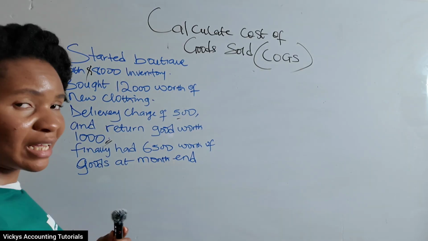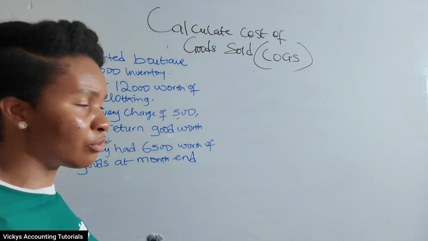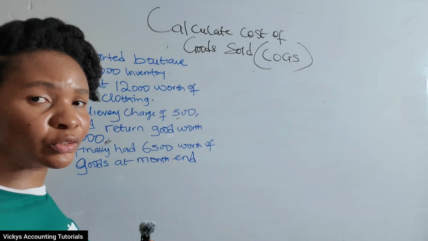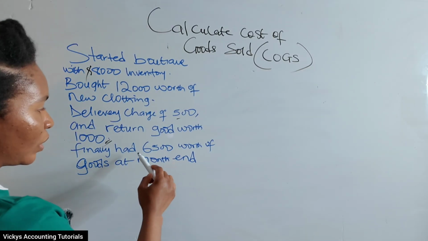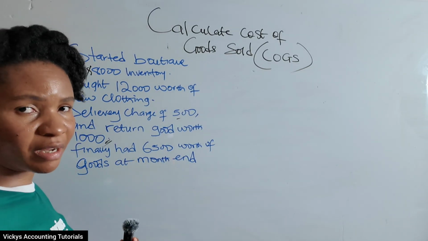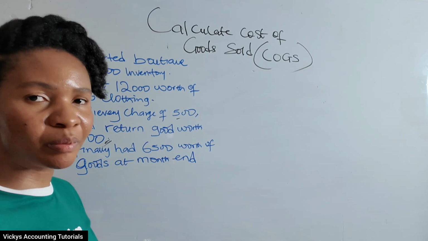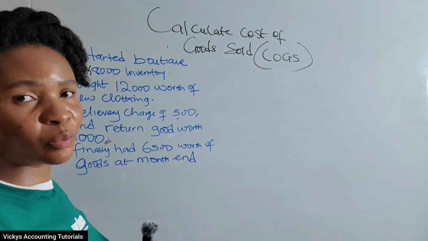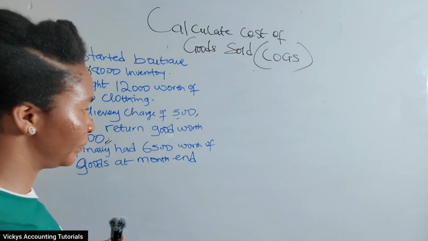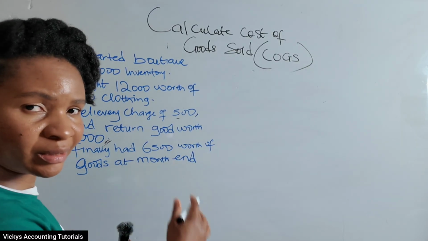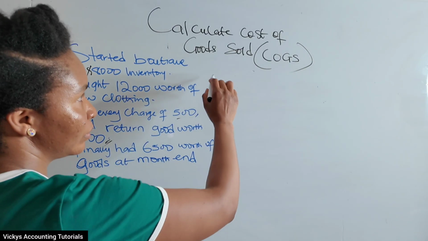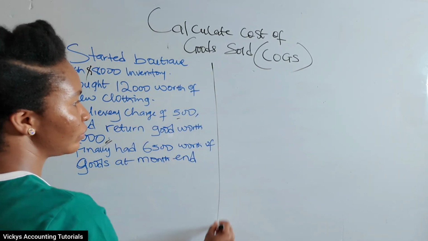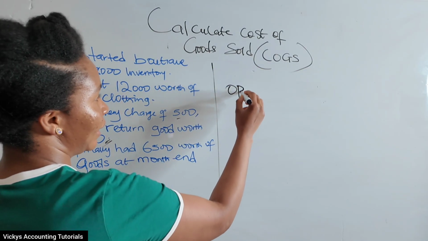And finally, at the end of the month, he counted the inventory, and the leftover goods, the unsold goods, are worth about 6,500. So now the problem is we want to understand what is the cost of goods that we've sold. The first thing to do is we have a systematic approach on how to calculate cost of goods sold, and it starts with what? Your opening balance.